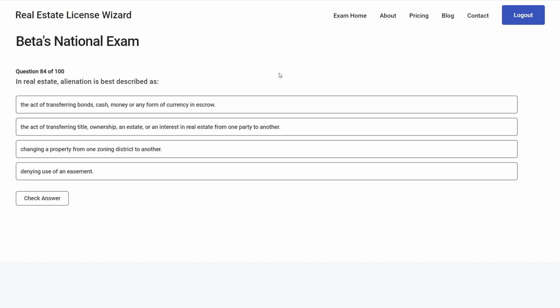All right, 84. In real estate, alienation is best described as the act of transferring bonds, cash, or money, or any form of currency in escrow; the act of transferring title, ownership, an estate, or an interest in real estate from one party to another; changing a property from one zoning district to another; or denying use of an easement. Alrighty, think that one over. Come up with the answer for that one.